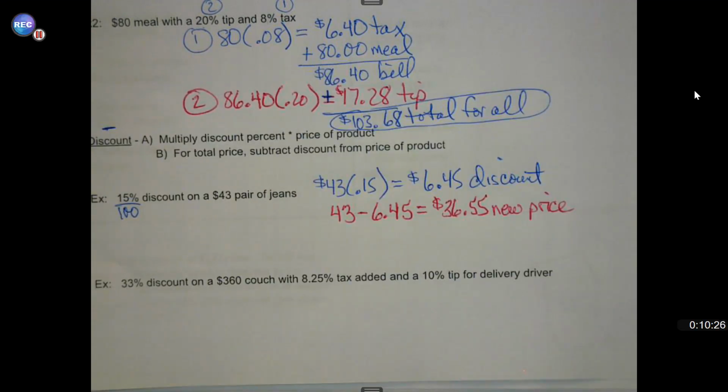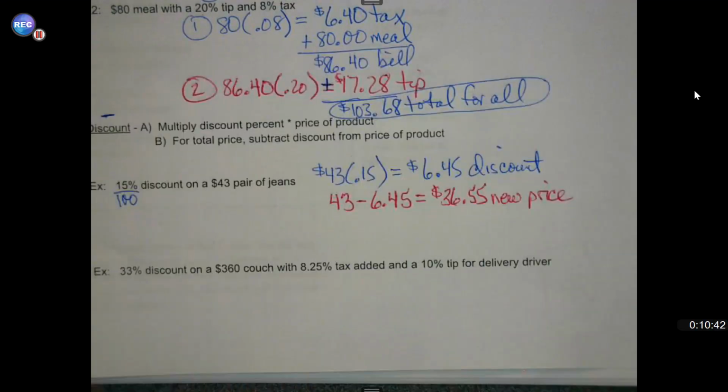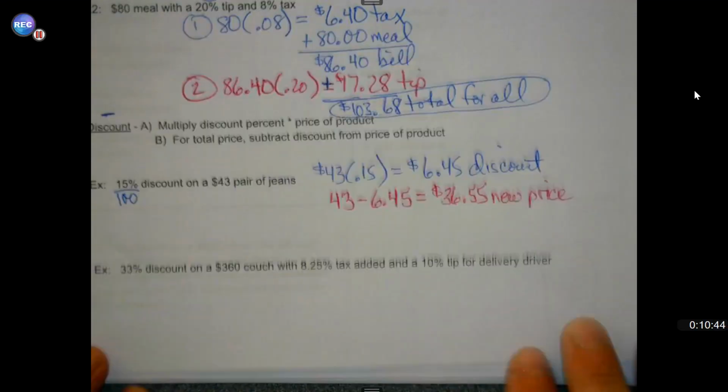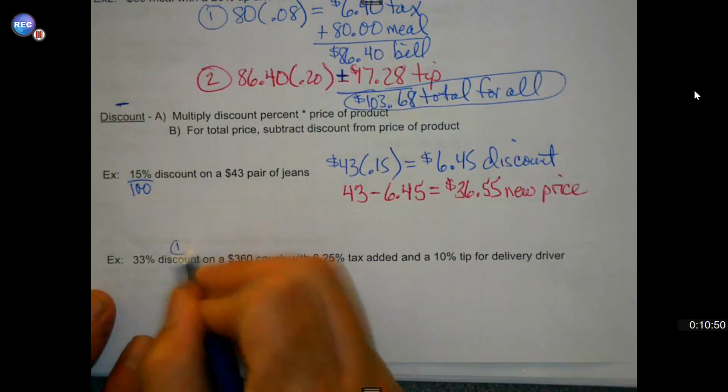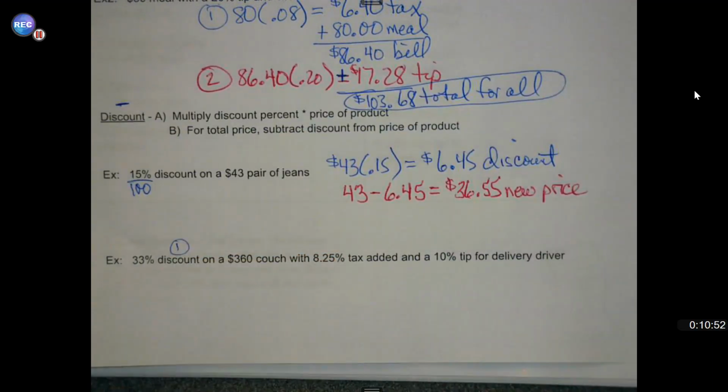And then I put the big kahuna on the last one. There's a 33% discount on a $360 couch with 8.25% sales tax added and a 10% tip for the delivery driver. Okay. Instead of just throwing up our hands and saying, here's my card, just put whatever you want on it. Let's kind of play this out. Okay, no markup here. Discount is the first thing I see that's on my list. That's what we're going to do first.